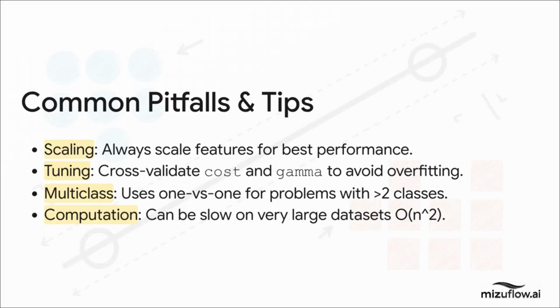Before you go off and use SVMs on your own projects, there are a few practical rules of the road you absolutely need to know. First, always scale your features. You need all your variables on a level playing field. Second, you have to tune your parameters. Finding the right C and gamma is absolutely critical for getting good results. Third, just be aware, SVMs can get pretty slow on really huge datasets. And finally, even though they're designed for two-class problems, they have some clever built-in strategies to handle cases where you have 3 or more classes to predict.